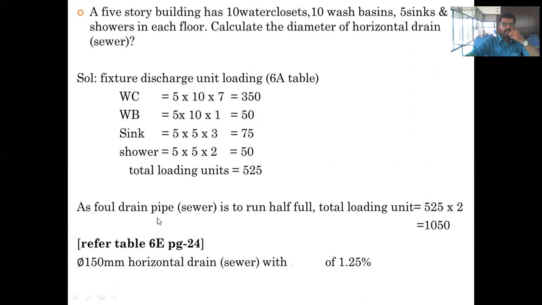So when you add all those things, you got 525. If it's a stack, you can take full flow, no issue. If it is a horizontal pipe, you have to take half full loading, so don't forget that you have to double this. 525 into 2 is 1050. Now you go to the page number.